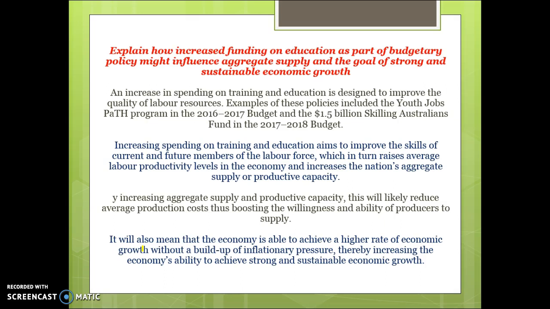So, for example, this is an example of a question from last year's exam. Explain how increased funding on education as part of budgetary policy might help to improve aggregate supply and achieve the goals of strong and sustainable economic growth. So an increase in spending on training and education is desired to improve the quality of labour resources. For example, the Youth Jobs Path program in 16-17 and the $1.5 billion Skilling Australians Fund. Increasing spending on training and education aims to improve the skills of the current and future members of the labour force, which helps to increase productivity and increases the nation's productive capacity because we're able to generate more output.